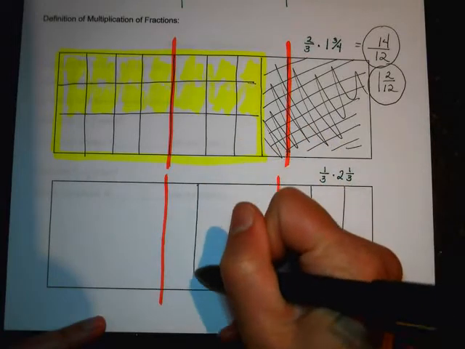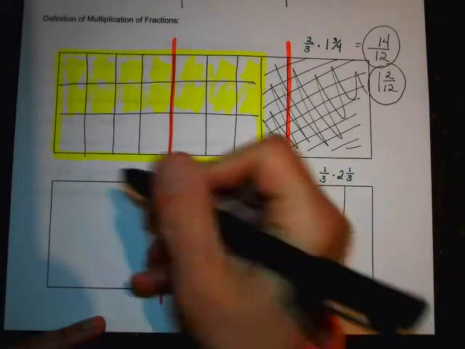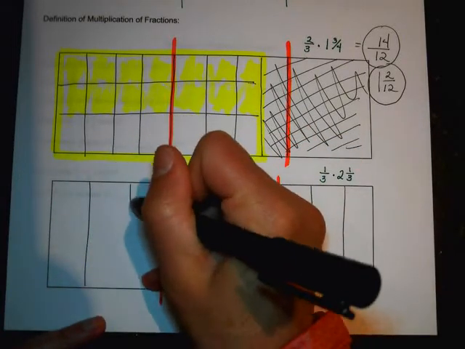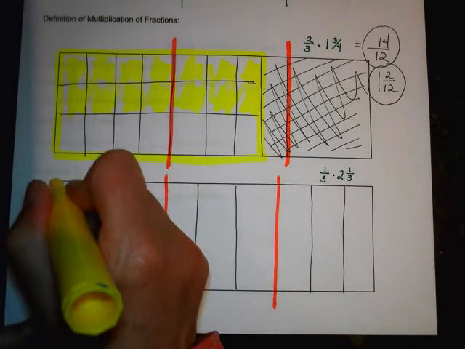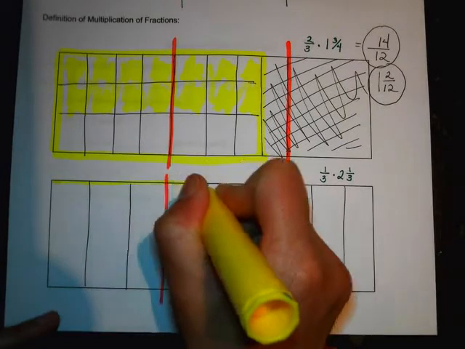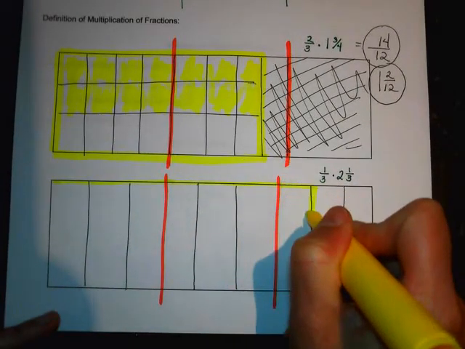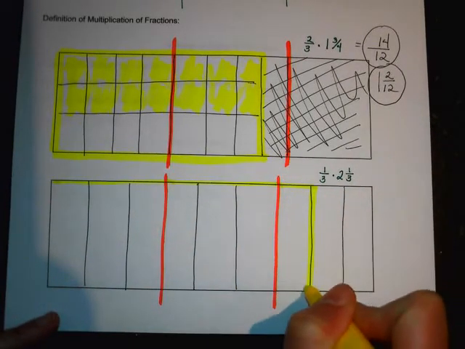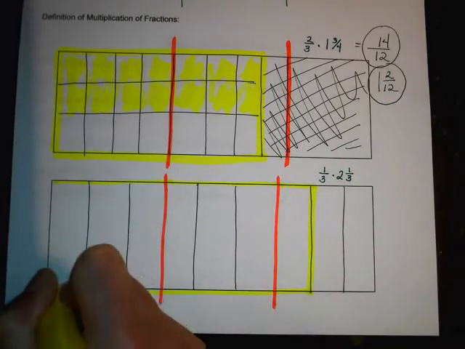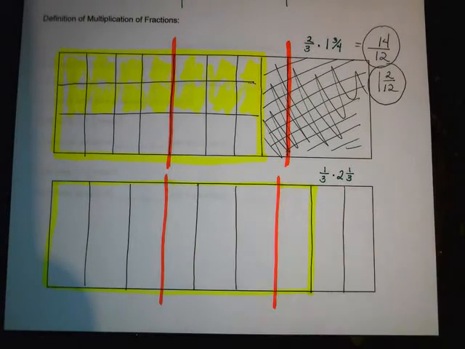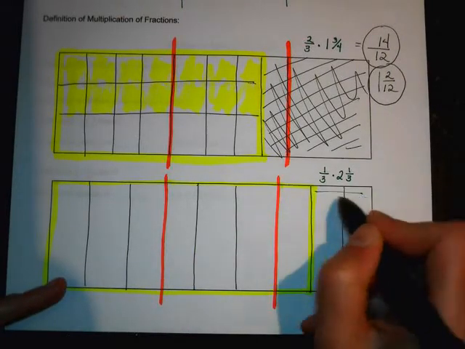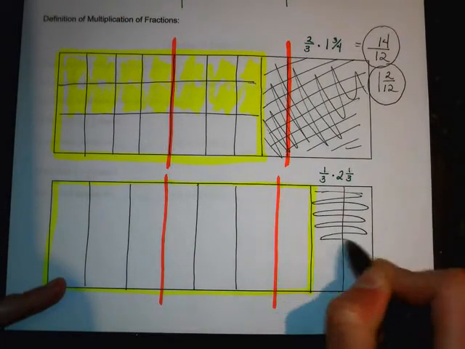Okay, so in yellow, I'm going to outline what I want. I want 2 1/3 pan of brownies. Because the red defines 1 pan, 2 pans, and 1/3. So I don't want any of this. None of this is part of my solution. Yuck. Get rid of that. We cut that right out. So there's my 2 1/3.